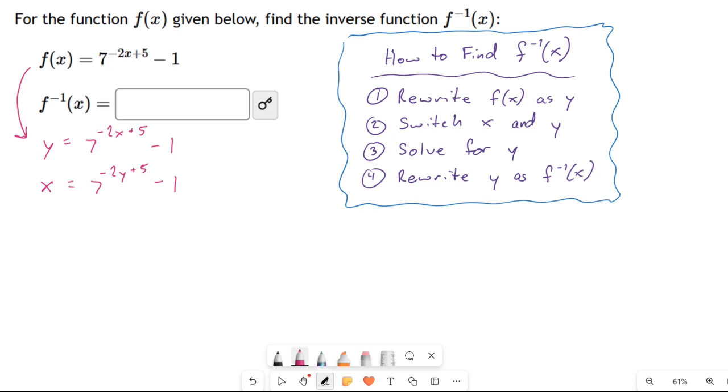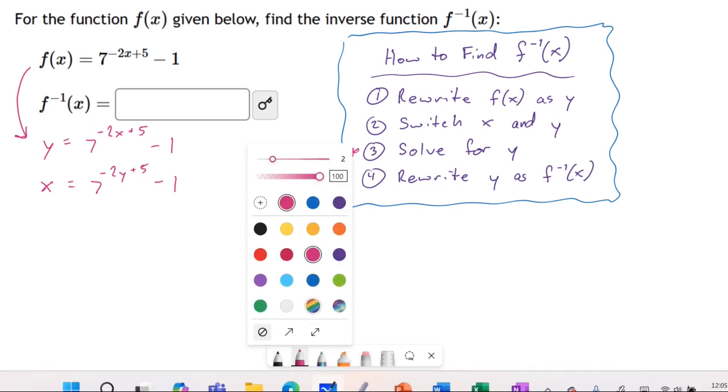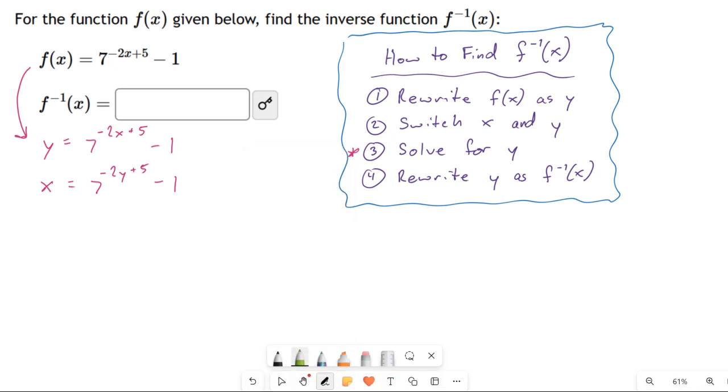Okay? And now comes the third step. This is usually the only hard part right here. Step number 3. That's the tricky one. Solve for y. In other words, get y by itself. So what I've talked about in class, which you'll remember, is always work from the outside in. It's like unwrapping something. So the first thing I'm going to do is add 1.